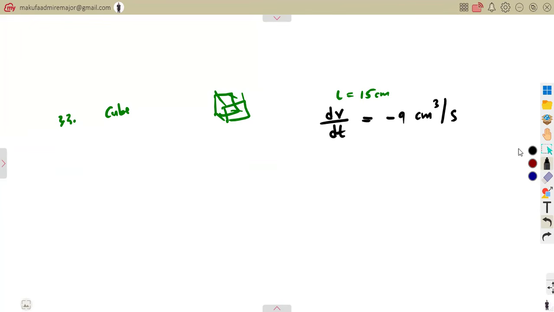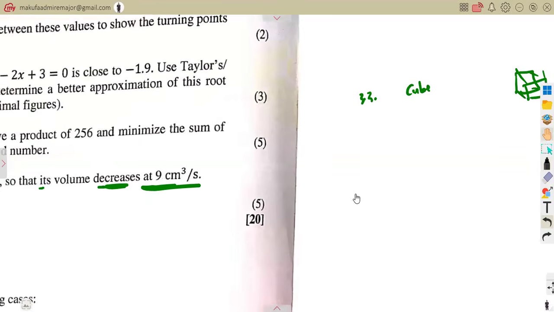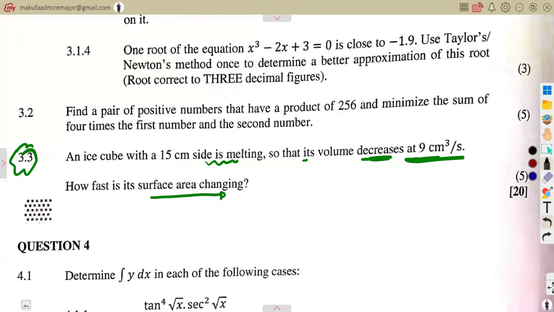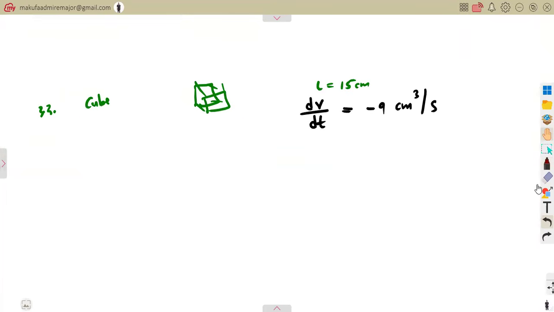We have an approximation that we're asked to find how fast this surface area is going to be changing. Surface area. How fast is the surface area? So they want you to find dA/dt. How fast with respect to time. Area with respect to time.